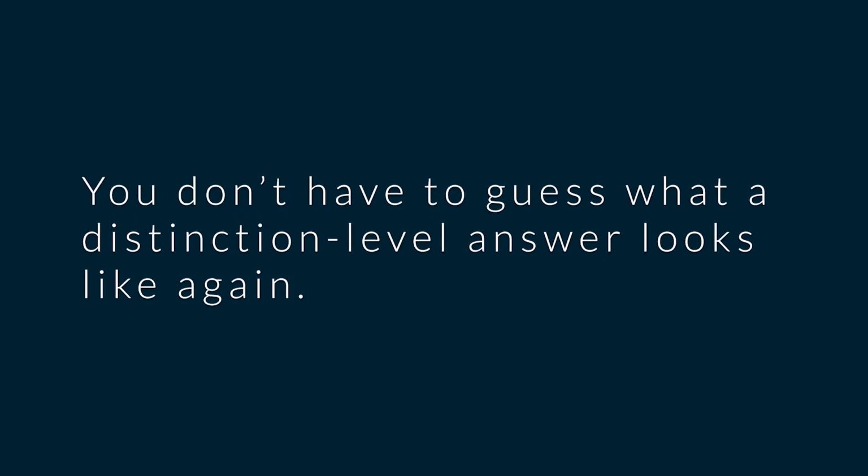Before we jump to another question, let me just remind you that you don't have to guess what a distinction level answer looks like, especially when you're dealing with constructed response exams. I mean, don't wing it. Don't just be like, okay, it's a question, 25 marks, let me write. What do they want here? You don't have to do that, okay?